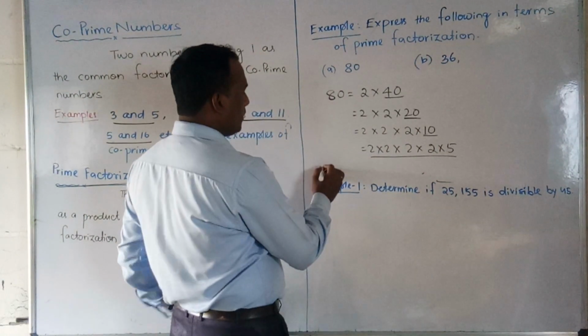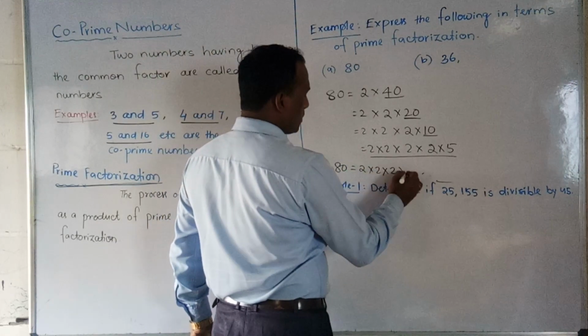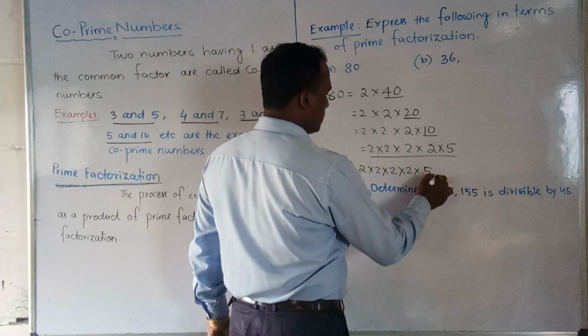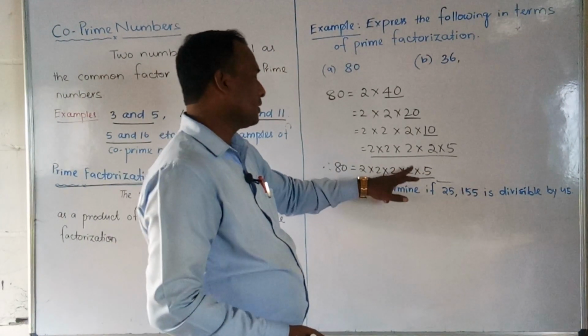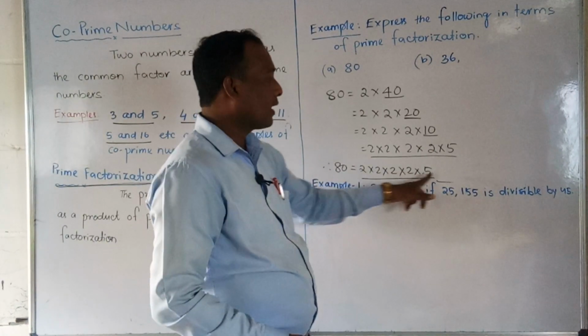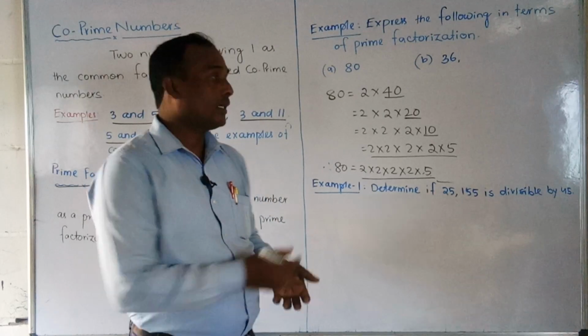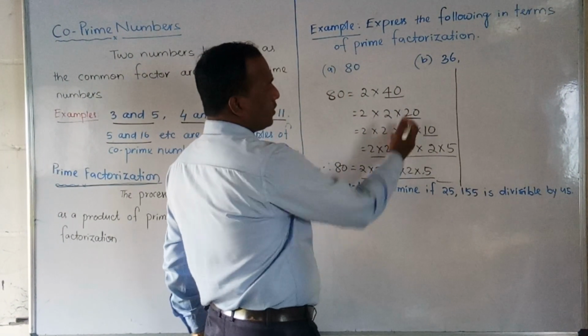Hence 80 in prime factors is equal to 2 into 2 into 2 into 2, that is 4 times 2, into 5. If you multiply also, 2 times 2 is 4, 4 times 2 is 8, 8 times 2 is 16, 16 times 5 is 80. So these are all prime numbers and it is called prime factors. Same for 36, you can do in a different way also, you can make the product.